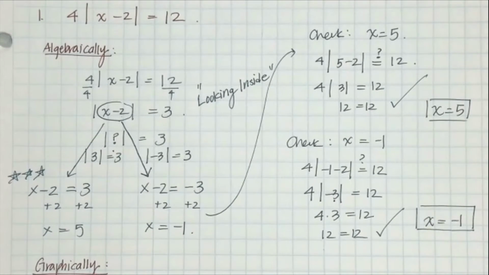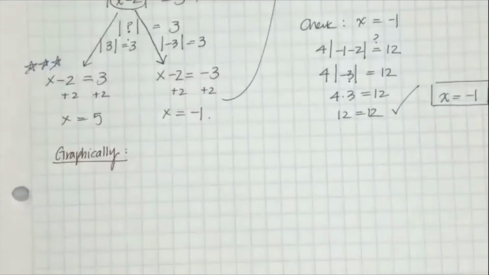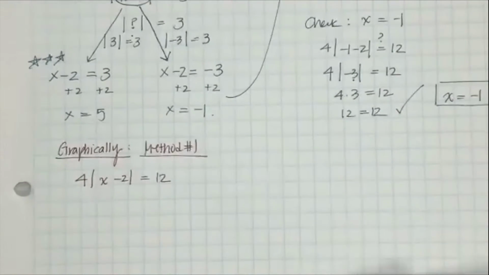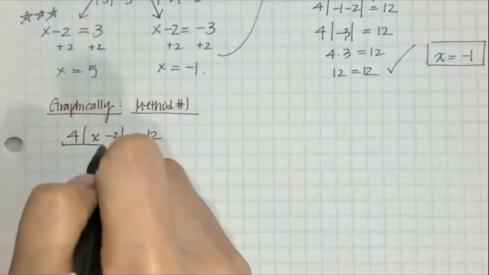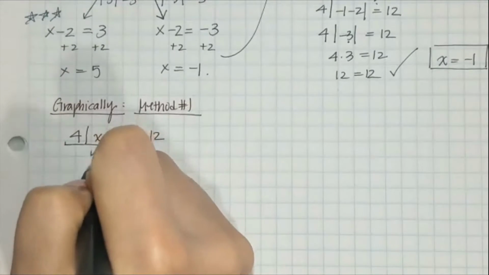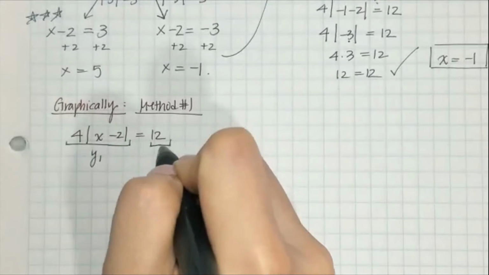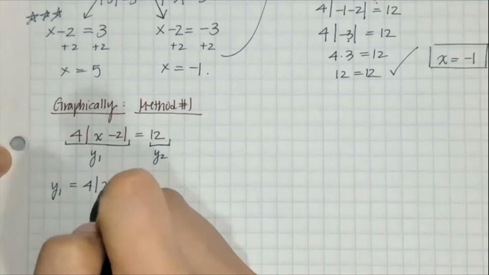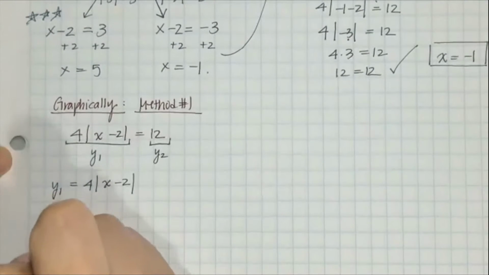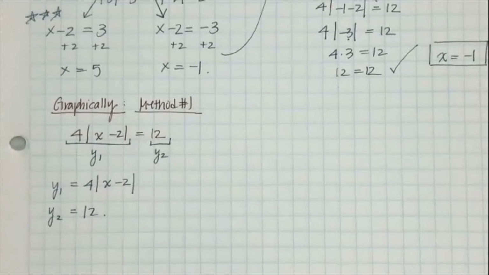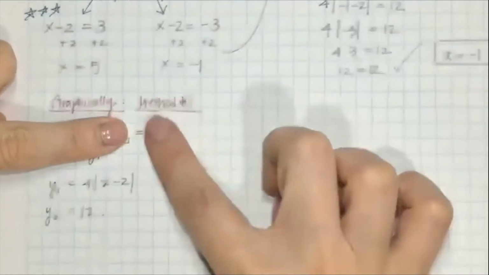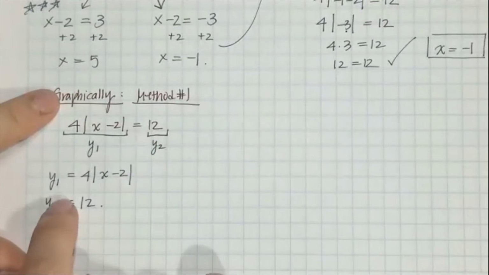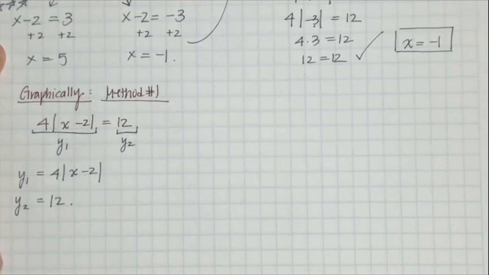As for the graph, there are 2 ways. So I'm going to call this method number 1. We're starting with the original equation. What you can do is graph the equation on the left. So I'm going to call this y1 and graph the right side of the equation. So I'm going to graph 4 times absolute value of x minus 2, and I'm going to graph y equals 12. We graph each of these functions separately, but then find where they intersect, because they're set equal to each other. So find where they intersect, and the x value will be our solution.